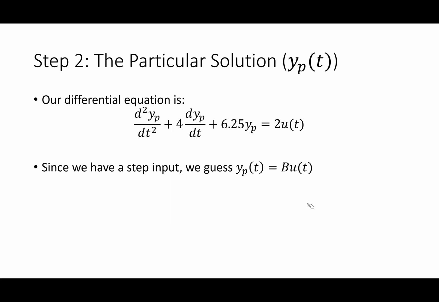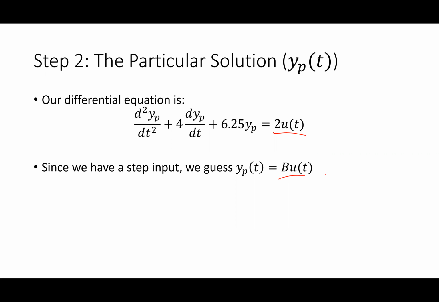My step two is to get the particular solution, right? So I have a constant here as my input, 2 u of t. So I guess that I have a constant. So if that's the case, what should I do next? What do I do in this case? What do I have to do?